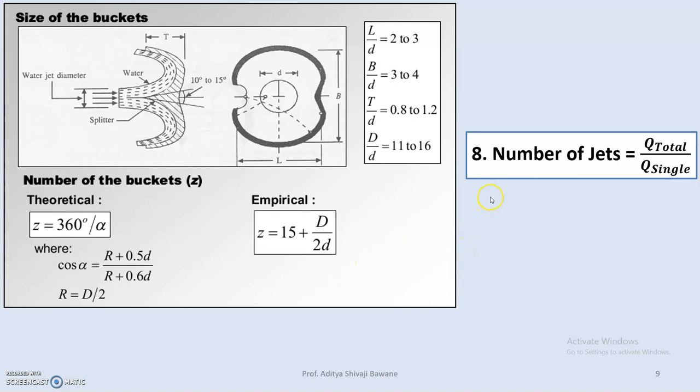And the last formula, number of jets. How are we going to find out the number of jets required for a Pelton turbine? It is the total volume moving through the penstock divided by the discharge through a single jet. Let us say the total quantity is 10 cubic meter and through a single jet it is 3, and if the number of jets is 3, then 3 threes are 9, so the total will be approximately 10. So 10 divided by 3, that quantity will come.